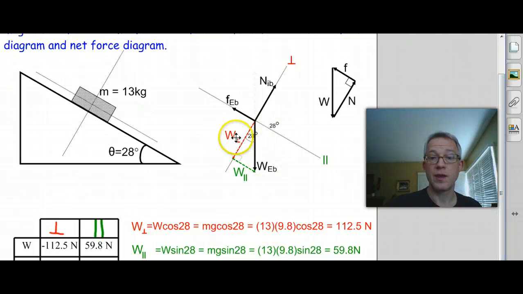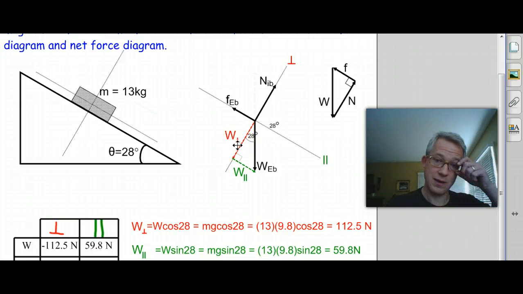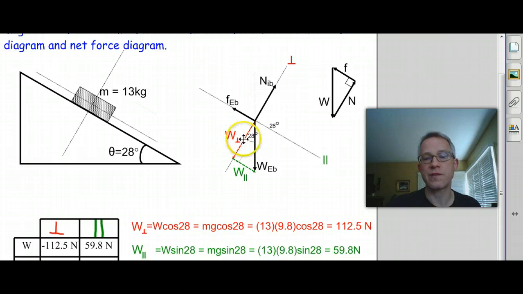So with the perpendicular side, we see that it is adjacent to the 28-degree angle. With SOHCAHTOA, if it's the adjacent side, it's got to be cosine. So our perpendicular component is going to be just the weight vector, the hypotenuse of that triangle, times the scaling factor, the cosine of 28. And we also know that the weight is equal to mg times the cosine of 28.